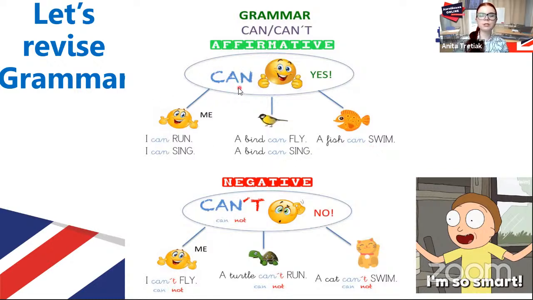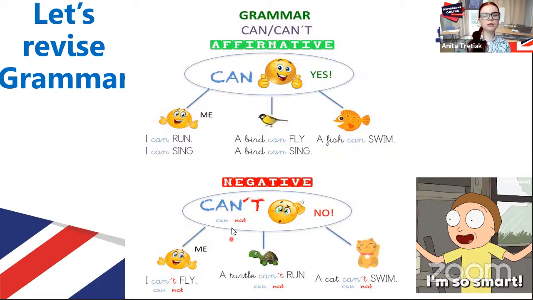And we just simply use the word can with no endings, no other words. We just use can and then the word. I can run, I can jump, it can fly, and so on. And that will be our affirmative form. Then the next, negative sentence. Negative sentence is when you want to say no.